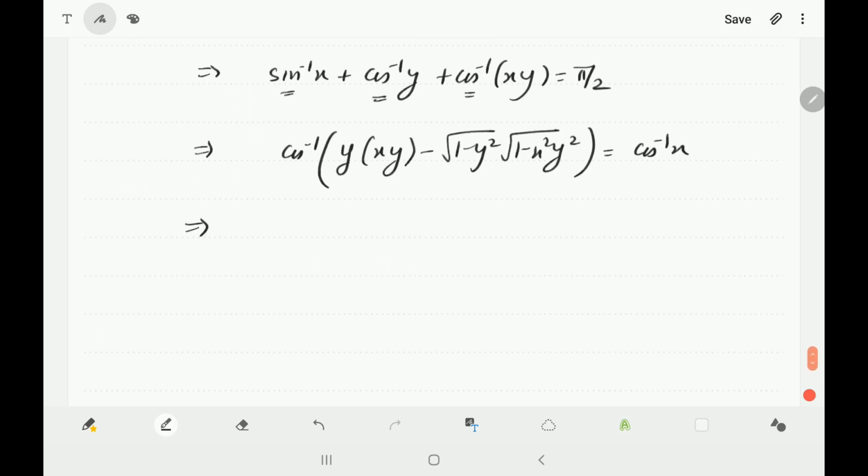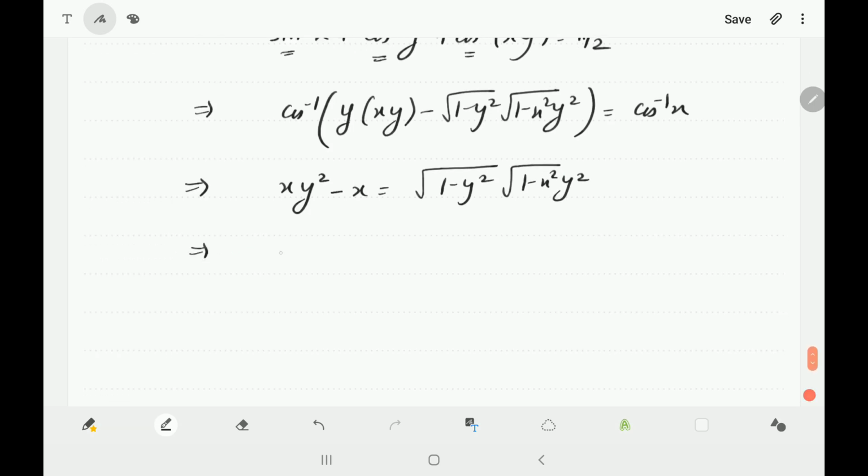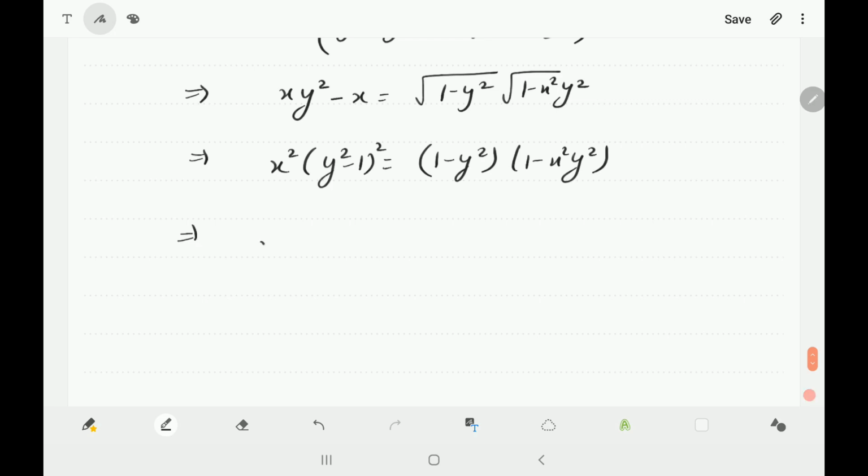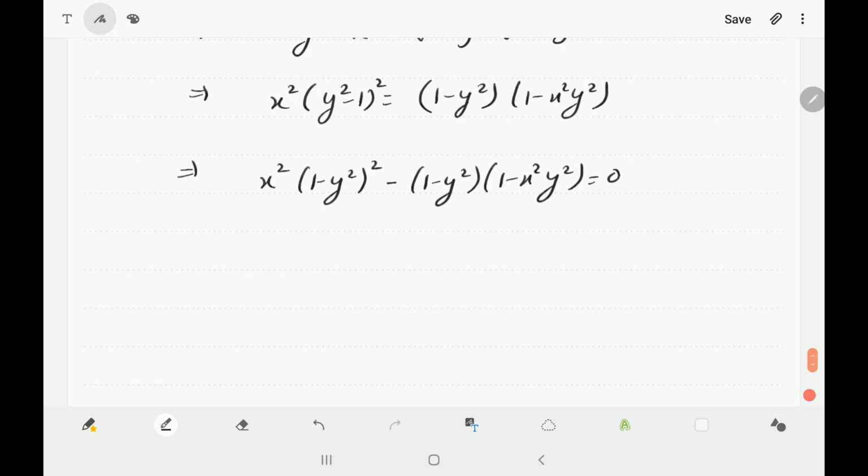Now we will cancel cos inverse from both sides. So we will be left with xy square minus x, and on the right hand side you will have under root 1 minus y square under root 1 minus x square y square. Now if you square both sides, we will be left with x square times y square minus 1 whole square. On this side we will be left with 1 minus y square into 1 minus x square y square. Now let's take everything on the left hand side. So we will be left with x square into 1 minus y square whole square, as y square minus 1 whole square is a perfect square, so we can write this term as 1 minus y square whole square also, minus 1 minus y square times 1 minus x square y square is equal to 0.